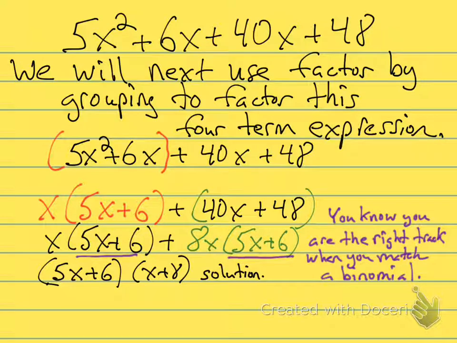My expression is separated with a plus sign. This plus sign right here separates the two larger terms in this expression. So now what I can do is factor out that 5x plus 6, and that'll leave my x plus 8, which is the solution.